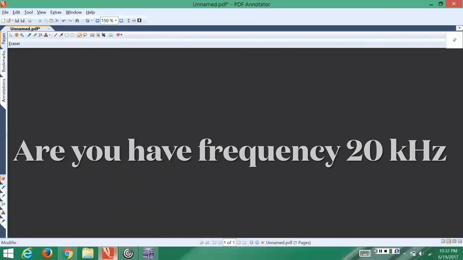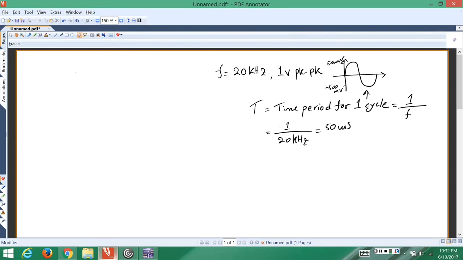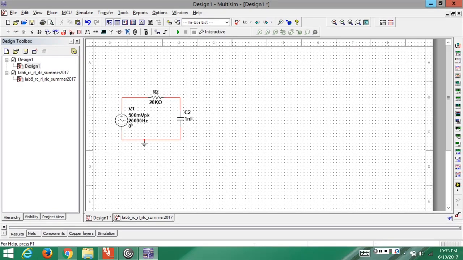So one thing I wanted to show at first is the AC source signal that we have right now. Based on that frequency, we know that one cycle of this waveform will be 50 microseconds, right?